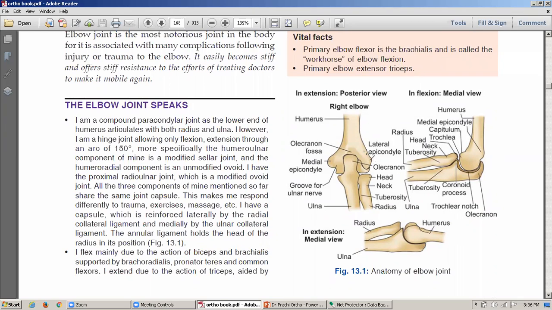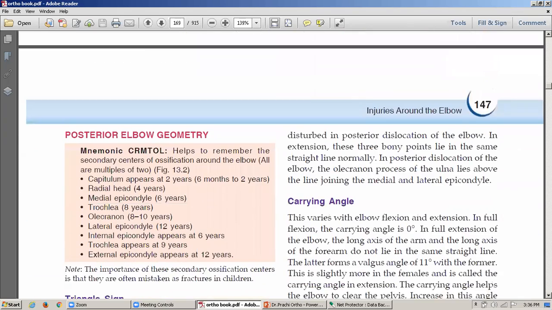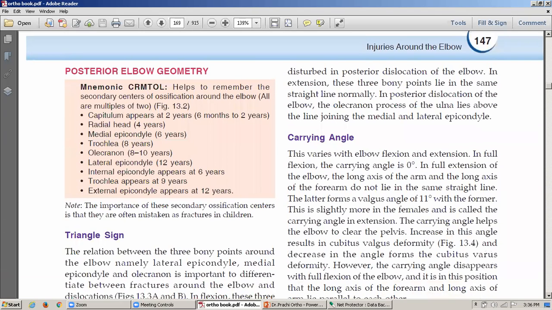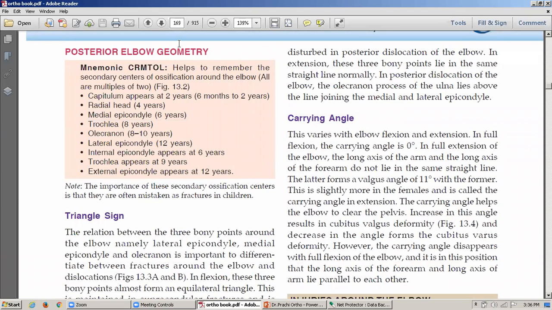So this is the anatomical view of the elbow joint. Posterior, medial and the medial view in extension. Then posterior elbow geometry. So, CRMTOL helps to remember the secondary centers of ossification around the elbow, all in multiples of 2. So here the capitulum appears at 2 years, that is 6 months to 2 years.